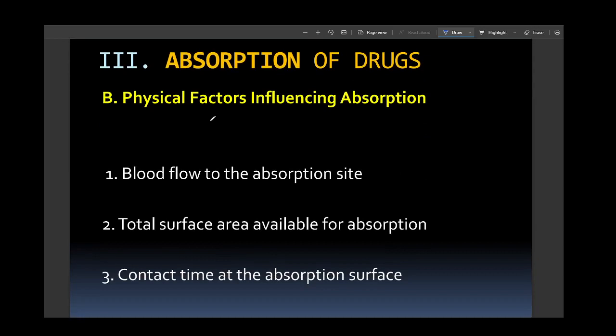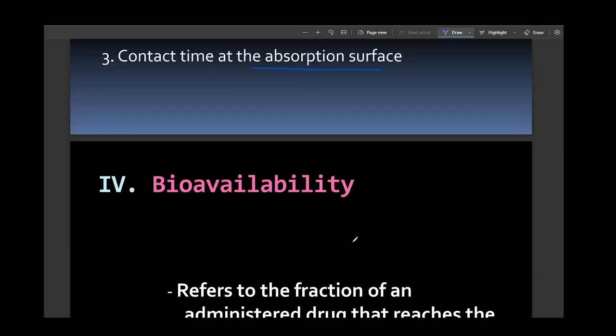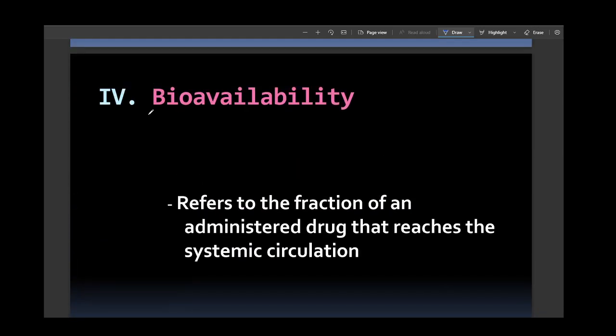The absorption of drugs, the physical factors influencing absorption: blood flow to the absorption site, total surface area available for absorption, contact time at the absorption surface. Then there is the bioavailability of the drug. It refers to the fraction of an administered drug that reaches the systemic circulation.